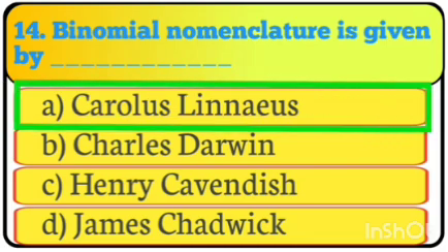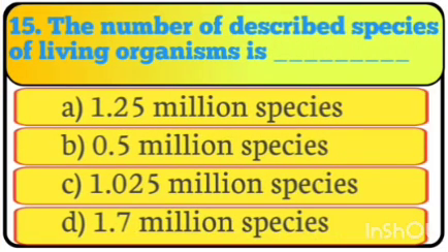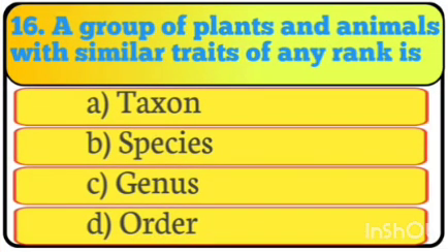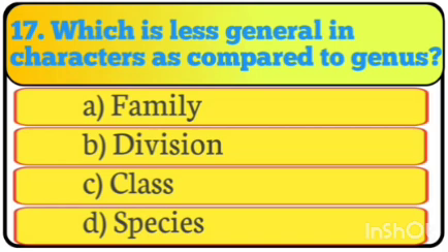Carolus Linnaeus. Next, the number of described species of living organisms is: A. 1.25 million species, B. 0.5 million species, C. 1.025 million species, D. 1.7 million species. Correct answer is option D. 1.7 million species. Next, a group of plants and animals with similar traits of any rank is: A. Taxon, B. Species, C. Genus, D. Order. Correct answer is option A. Taxon. Next, which is less general in characters as compared to genus? A. Family, B. Division, C. Class, D. Species. Correct answer is option D.